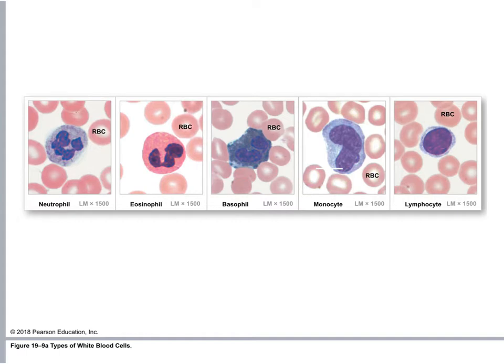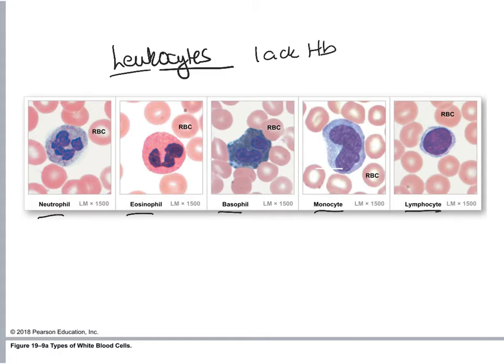So let's take a look at the white blood cells. Another name for the white blood cells is leukocytes. Okay, and so there are 5 different types of leukocytes that we want to look at: neutrophils, eosinophils, basophils, monocytes, and lymphocytes. What we'll notice is that white blood cells have nuclei, and they also have some other organelles, but they lack hemoglobin. So they look very different than the red blood cells.